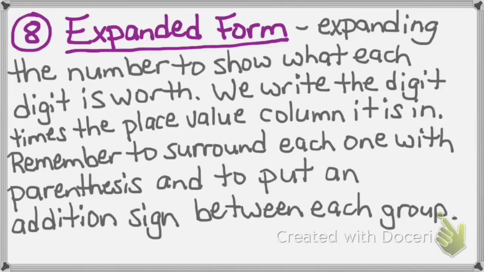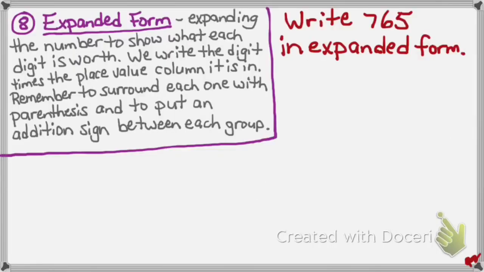So let's work out an example of putting a number in expanded form. The directions say write 765 in expanded form. I'll start with the 7, my largest digit. I'll write that down. I'm going to say times, and what place is that in the place value column? Well, 7 is in the 100 column. So I'll say 7 times 100, put it in parentheses, and put a plus sign after it.